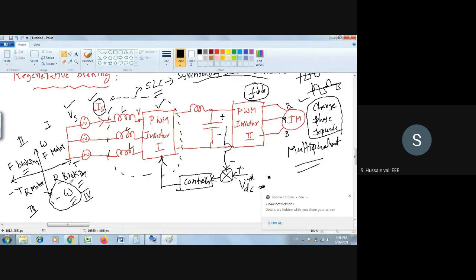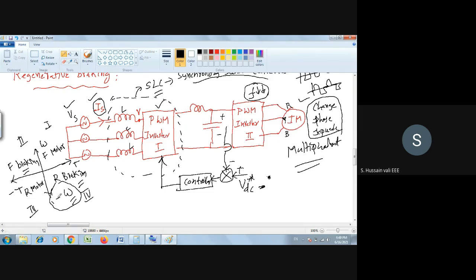The speed is negative. So if the speed is negative, I hope you know how to reverse the direction of the induction motor. For the three-phase induction motor, to reverse the rotor direction, you reverse the phase sequence. So this is RYB. You make it as RBY. So when you just interchange any two phases, then it becomes a reversed phase sequence. When the phase sequence is reversed, obviously the speed is in the reverse direction. That is, the motor runs in the reverse direction.